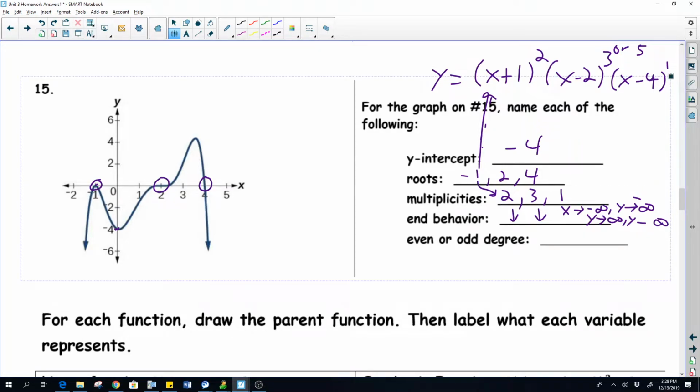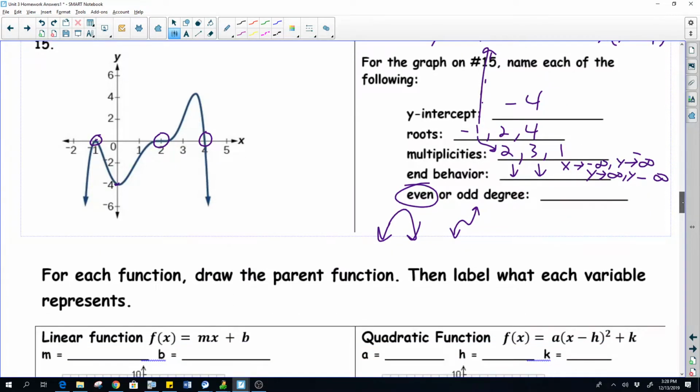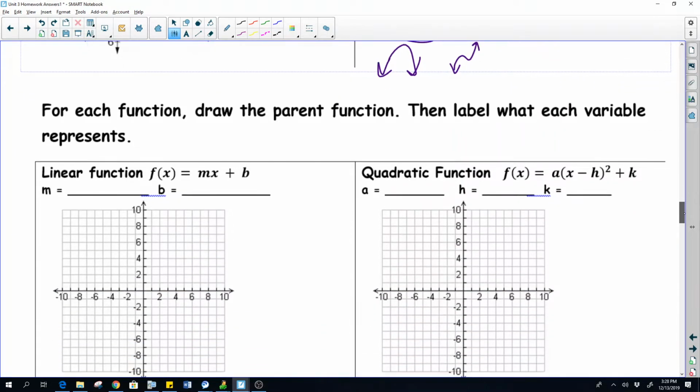Even or odd degree? Odd degree would be opposite directions, but this, of course, is both going down with our end behavior. So that means it's going to be an even degree polynomial, probably something like x to the 4th or 6th or 8th. Beautiful. That's number 15. Cool.